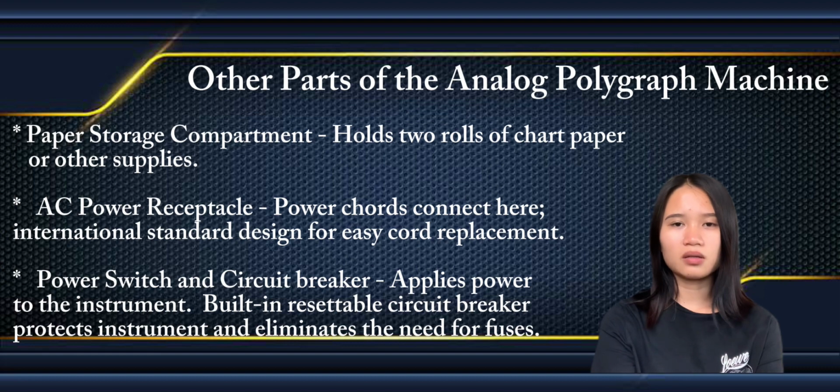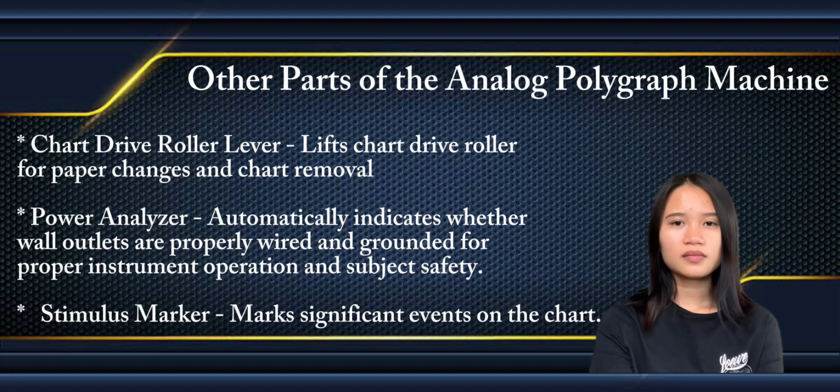AC power receptacle. Power cords connect here. International standard design for AC cord replacement. Power switch and circuit breaker applies power to the instrument. The resettable circuit breaker protects the instrument and eliminates the need for fuses. To reset, simply press off and then on again. Chart drive roller lever. Lift the chart drive roller for paper changes and chart removal. Power analyzer automatically indicates whether wall outlets are properly wired and grounded for proper instrument operation and subject safety.